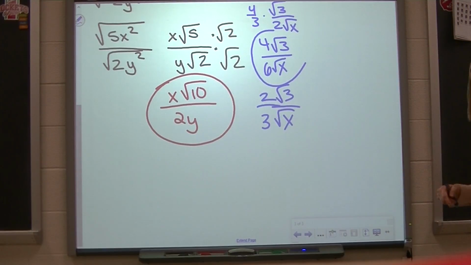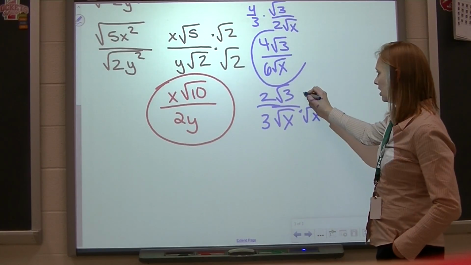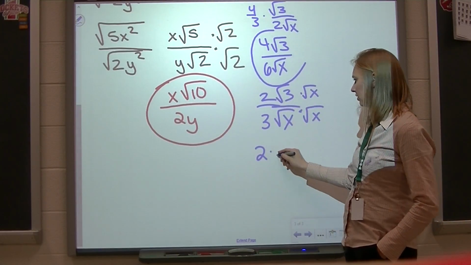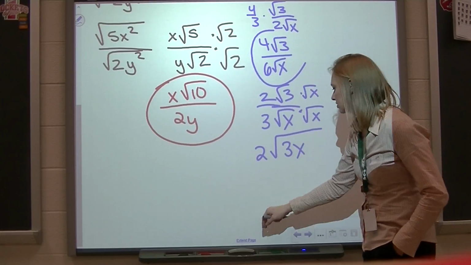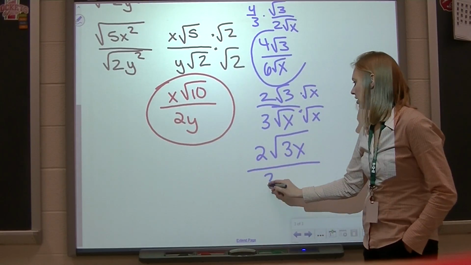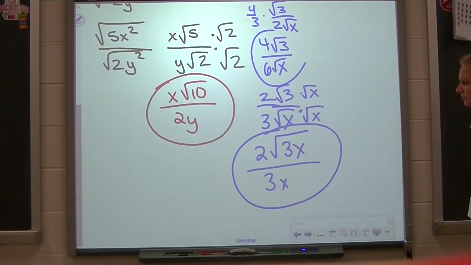But like I said before, can we have a square root in the denominator? No, so we have to get rid of that. So we need to multiply everything by the square root of x. So we're actually going to have 2, the square root of 3x over 3x. That's your final answer.